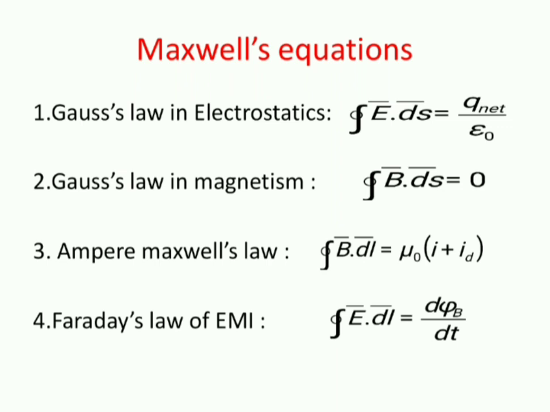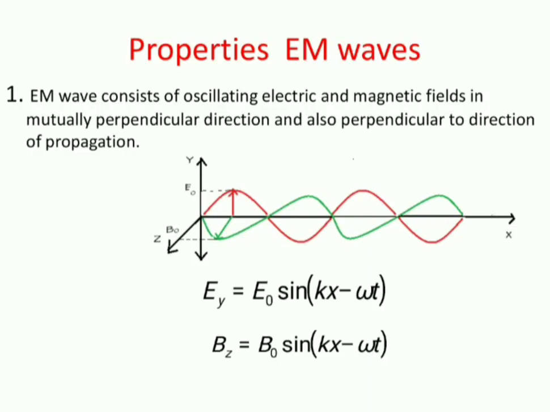Then Gauss law in magnetism. Integral B dot ds is 0. Okay, hope you remember its significance. Magnetic field lines always form closed loop. Monopoles do not exist. Then come to Ampere Maxwell's law. Integral B dot dl is mu naught into I plus id, where id is displacement current. Then Faraday's law of electromagnetic induction. Induced EMF is equal to change of magnetic flux, or integral E dot dl over a closed loop is minus d phi divided by dt. Okay, here the flux is magnetic, whereas in electrostatics, flux will give you displacement current.